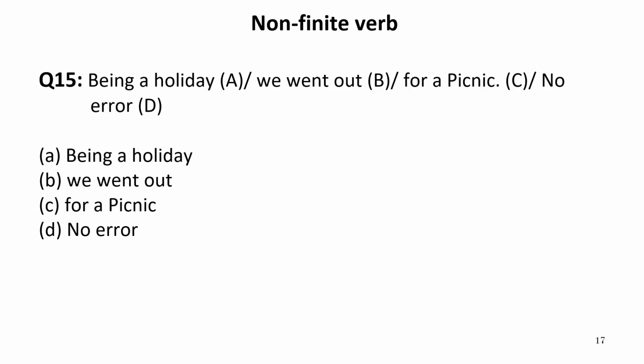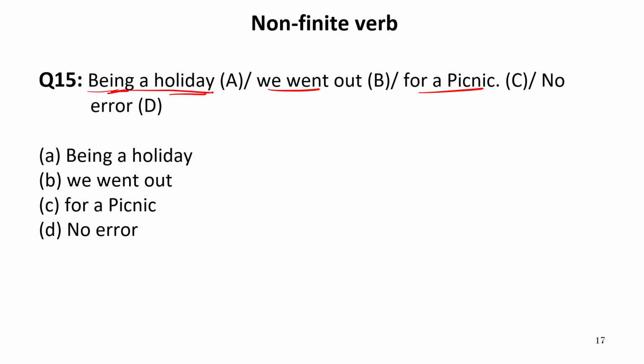Now let us move to the next one. Being a holiday, we went out for a picnic. Whenever this situation appears, we have a trick to do this sentence. Now let me tell you the trick. Being means to be something like that. Being a holiday, it means I'm saying that we are a holiday.